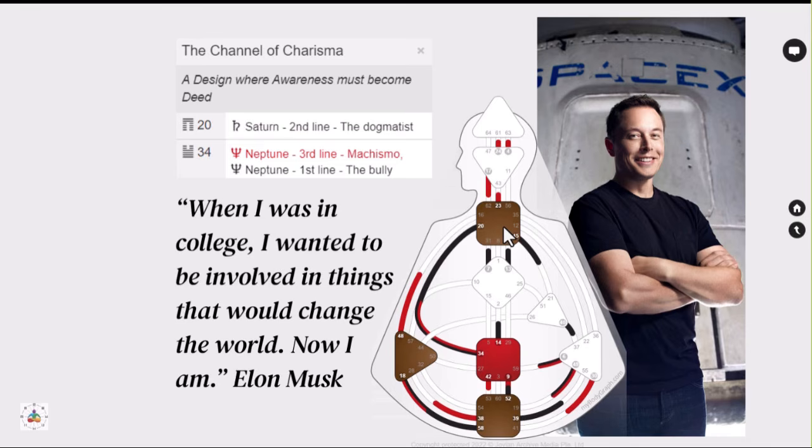Elon says, when I was in college, I wanted to be involved in things that would change the world. Now I am. Work, Saturn, brings us discipline for work. So Saturn in the second line, the dogmatist. And then we have his Neptune's in machismo and the bully in his response there. I don't think he needs an introduction. We all know who Elon Musk is, yeah?